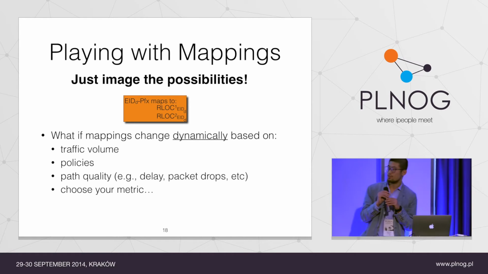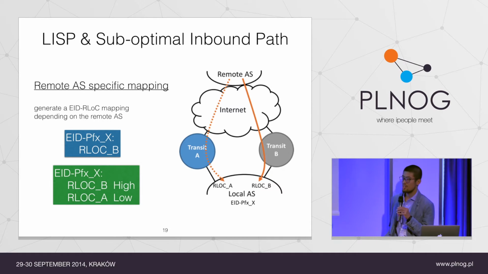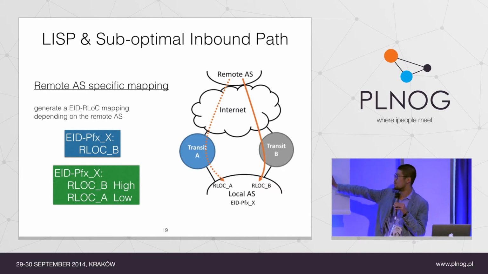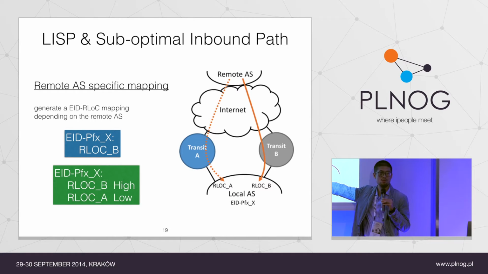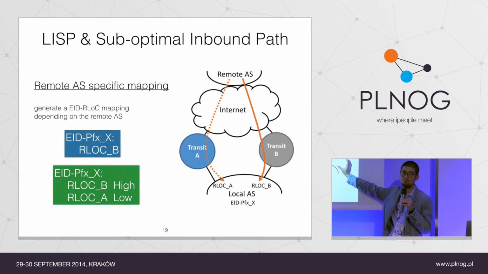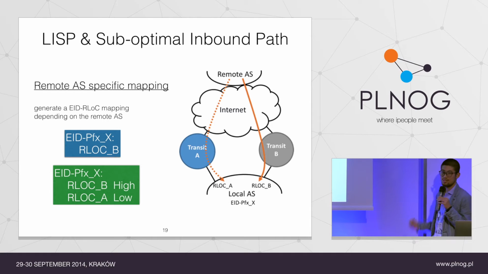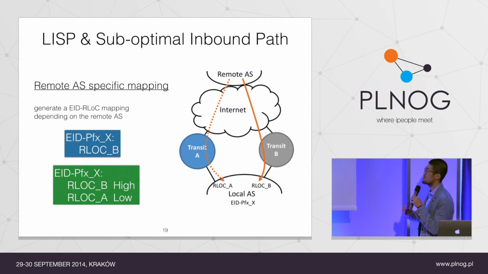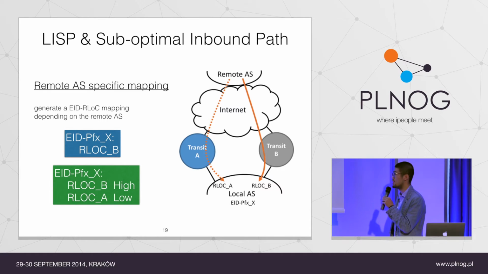So far so good. You all understand how that works. And now it is exercise time. We will see how LISP can solve the problems that we presented at the beginning. Just a simple reminder about the first case: we want to move the incoming traffic from transit A, which is a notorious one with bad performance, to transit B. How can we do it with LISP? The answer is quite simple. We are going to use a technique called remote AS or prefix-specific mapping. The name is long, but the idea is quite simple.